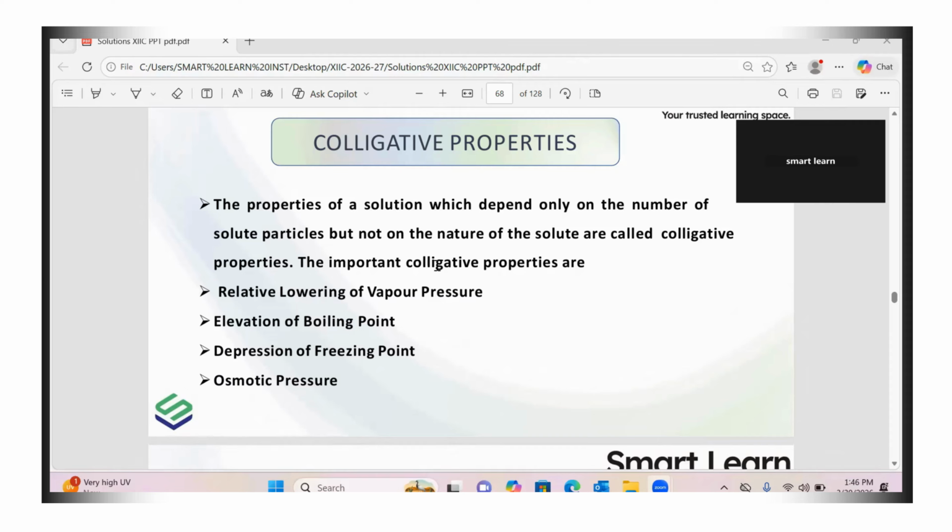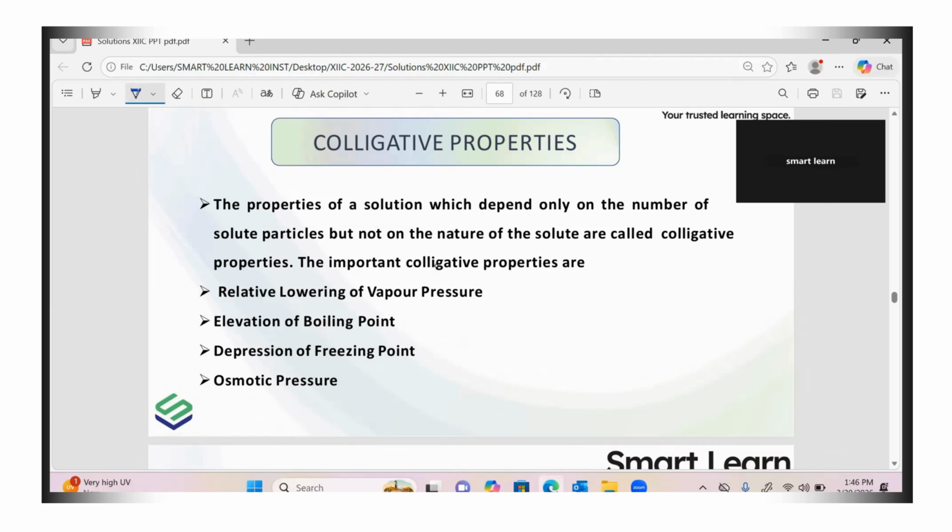For example, 1 mole of sugar and 1 mole of urea produce the same effect, but 1 mole of sodium chloride produces more effect because it dissociates into ions and increases the number of particles. Here, one important thing is the non-volatile solute. What is a non-volatile solute? A non-volatile solute is a substance which does not evaporate easily and has negligible vapor pressure.